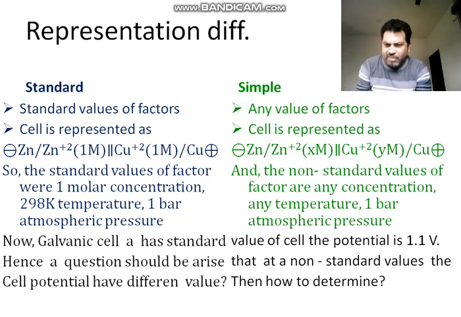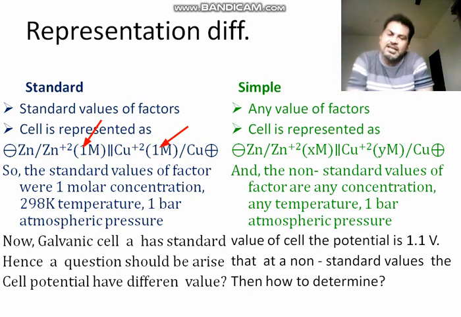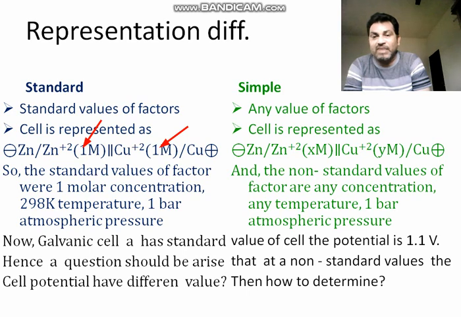Until now we have represented it as Zn by Zn plus 2, but today I am writing their concentration also in brackets. The concentration of Zn plus 2 is 1 molar. See this, the concentration of Zn plus 2 is written here as 1 molar. Same thing, the concentration of copper is also 1 molar. So this Daniell cell is now converted into a standard cell because we have taken 1 molar.